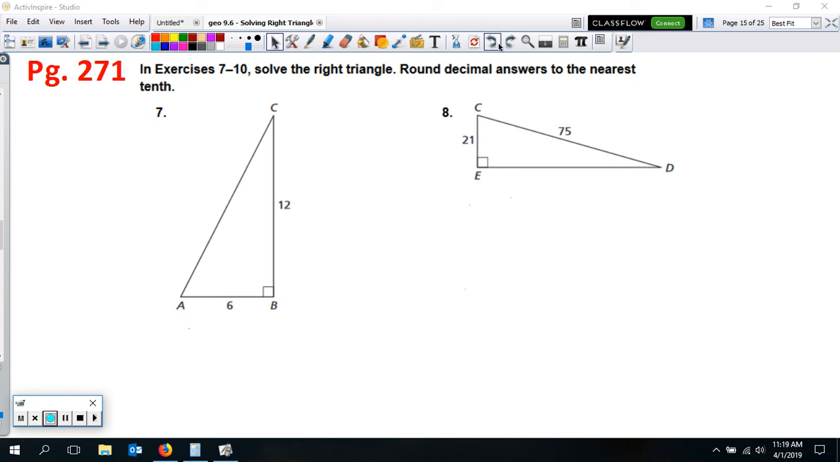So I'm going to just put a little X right there. We're looking for X on this one. And so using Pythagorean theorem, we can find that. A squared plus B squared equals C squared. And so in this case, X is the C squared. X is the hypotenuse.